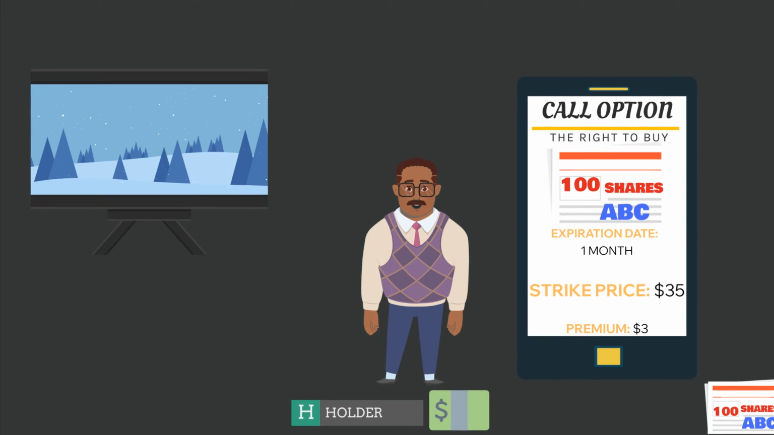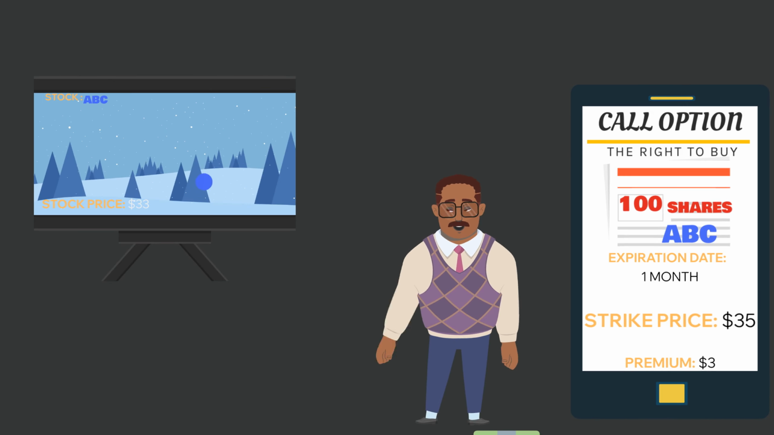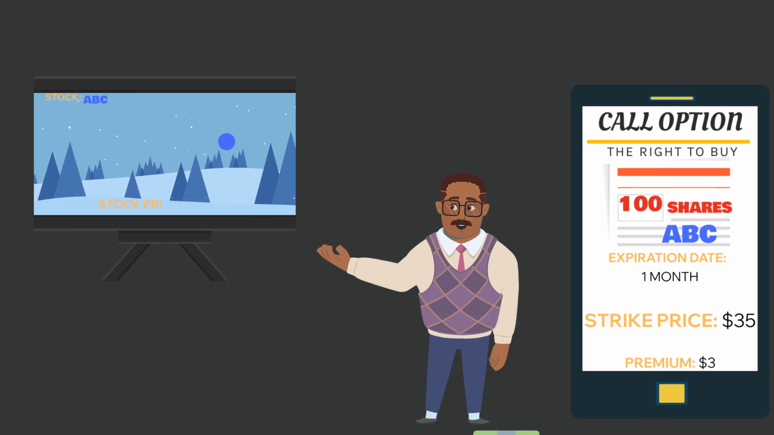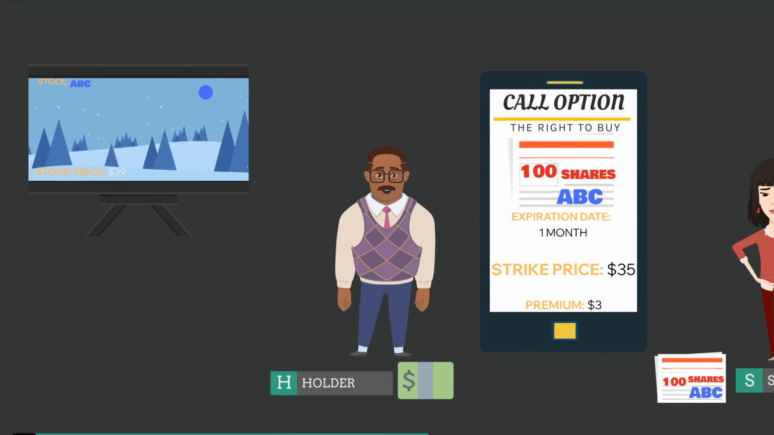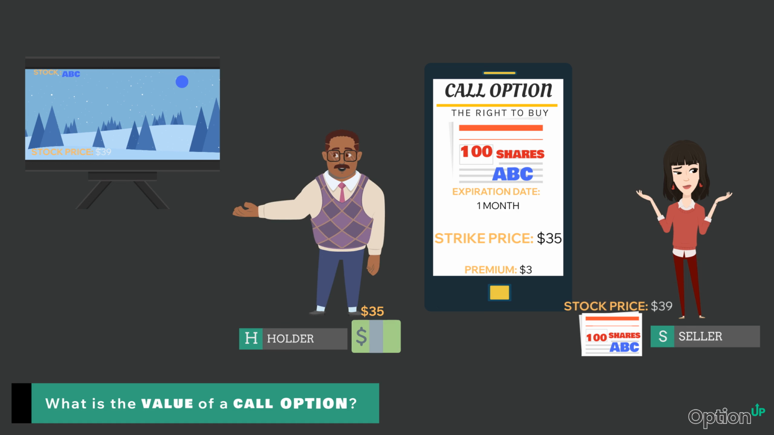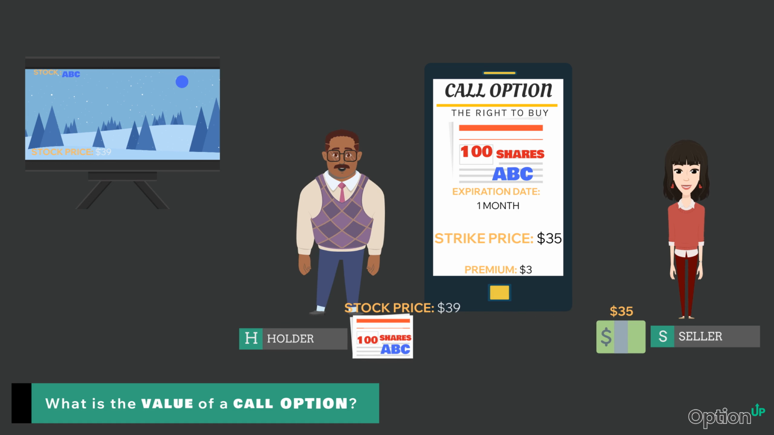People buy call options when they're bullish on a position. They think the value of the security is going to go up beyond the strike price in the contract. If that happens, the holder can exercise the option and buy the security below the current market value.